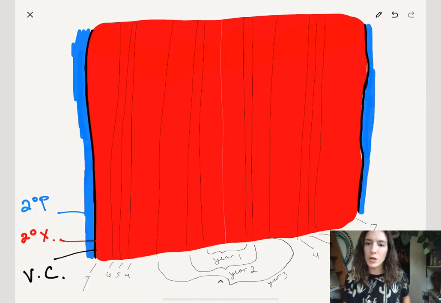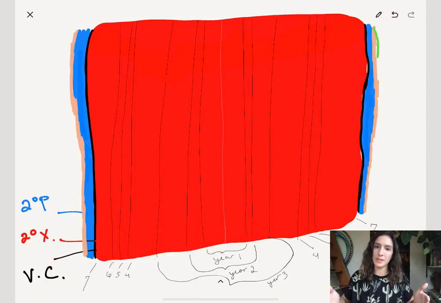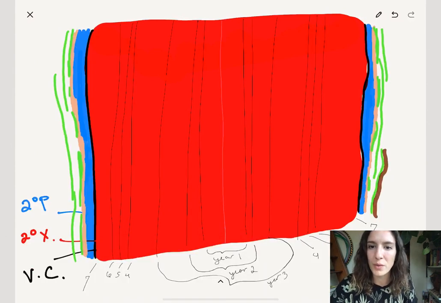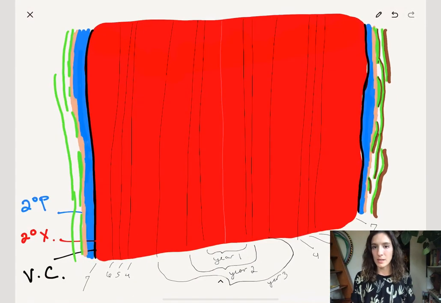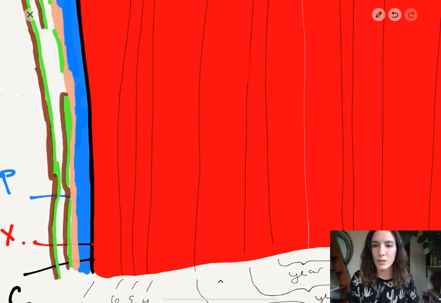So in the very center of this longitudinal section will be the youngest part of the stem. And then as you go out, you'll count the year increments until you get to some number of however old this tree is. Now, just outside of the vascular cambium is that secondary phloem, and then what I'm drawing here are those different layers of periderms.